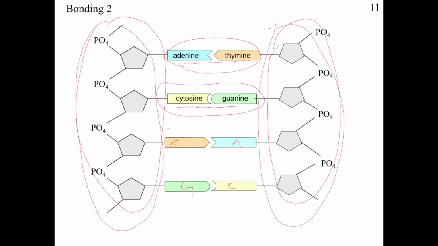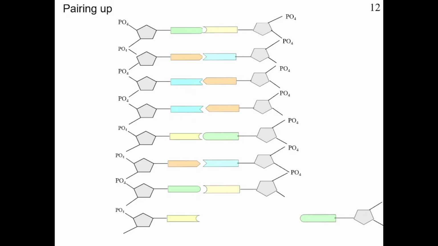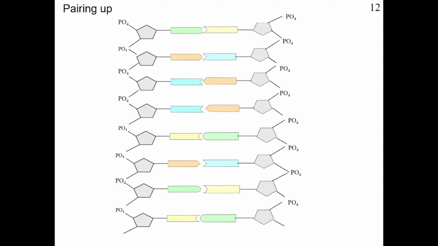So this has become a DNA molecule. Pairing up. How does pairing up take place? See this animation. This is how they paired up. Okay. The paired strands are coiled into a spiral called a double helix. Okay. These become paired and now they are twisted. The DNA is a double helix molecule.